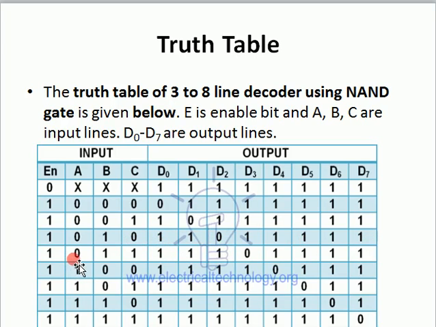In the next combination we have 0 1 1, where D3 is equal to 0 and all other outputs are equal to 1. Next 1 0 0, in this D4 is 0 and all other outputs are high. Next 1 0 1, here D5 will be 0 and all other outputs are high. Then 1 1 0, then D6 is 0 and all other outputs are high, and in the last we have 1 1 1, here D7 is 0 and all the other outputs are equal to 1.